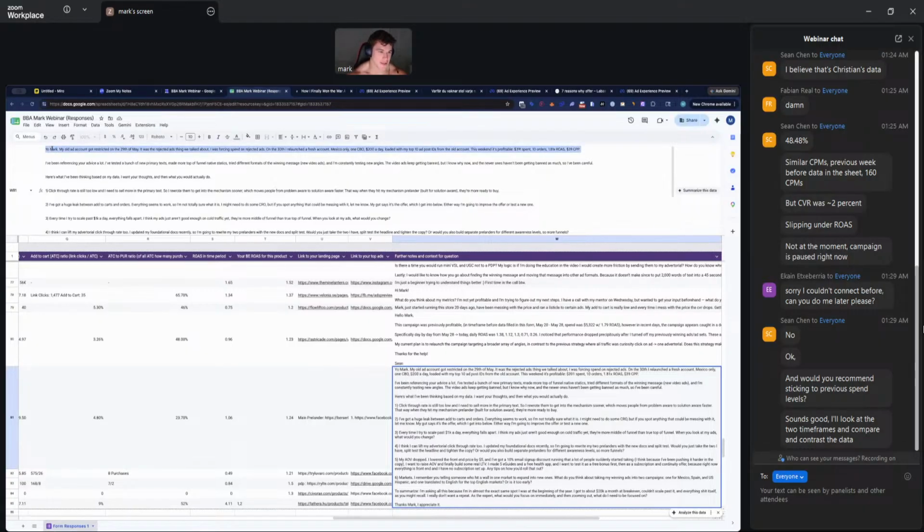Yeah, this is an amazing first sentence, guys. My old ad account got restricted on 29th of May. It was a rejected ads thing we talked about. I was forcing spend on rejected ads. Dude, it's okay if you get ad rejections. It's all a matter of the ratio.